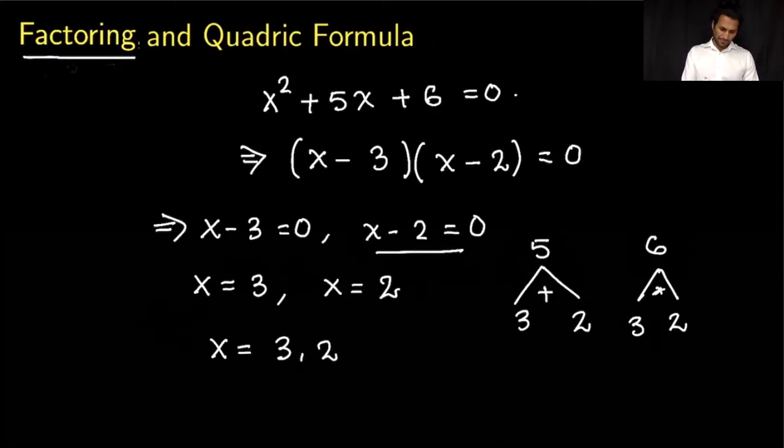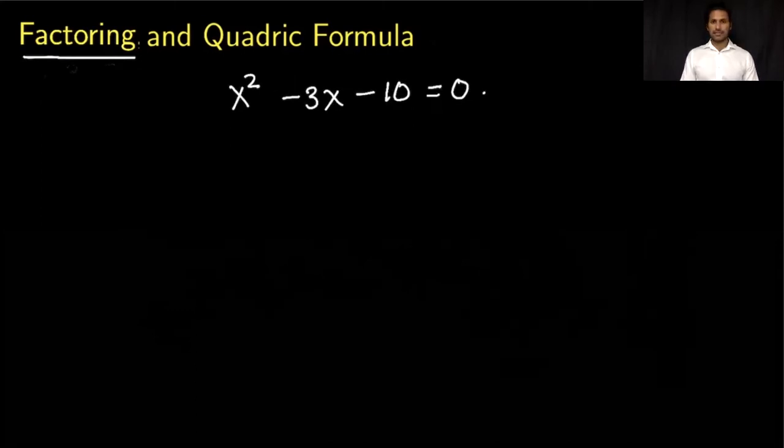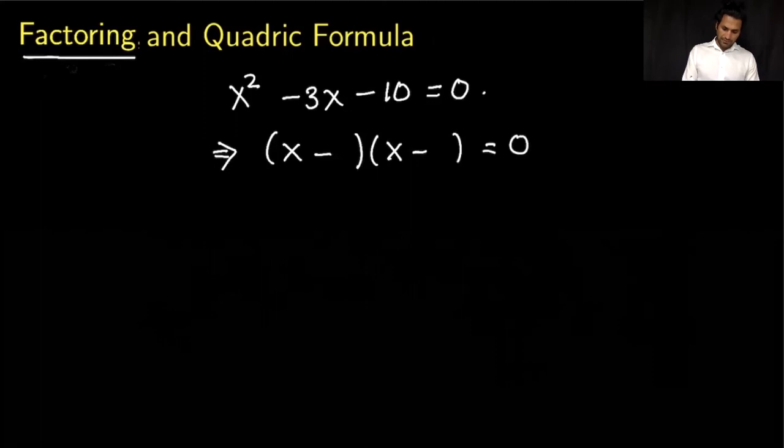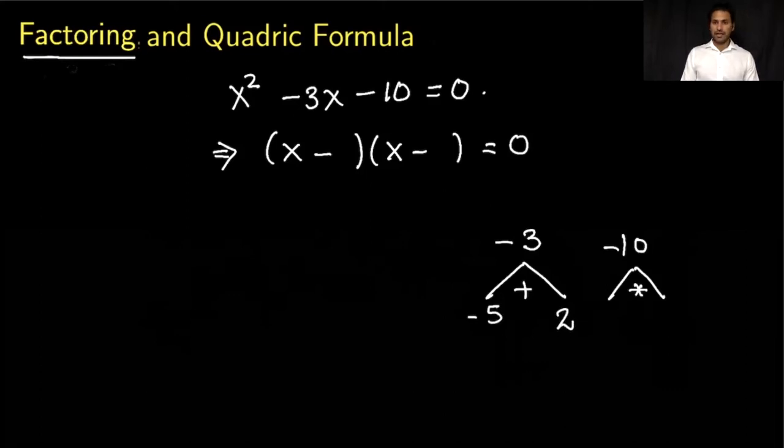Let's take one more example. This time our example is x square minus 3x minus 10 is equal to 0. Since the coefficient of x square is 1, I can factor this in one step. All I have to do is find two numbers that add to -3 and whose product must be -10. As I can see, -5 and 2 add to -3, and if I multiply these two numbers, their product will be -10.